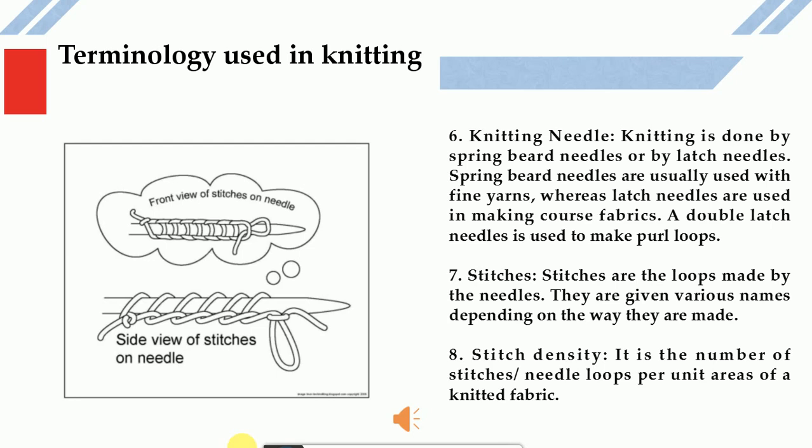7. Stitches. Stitches are the loops made by the needles. They are given various names depending on the way they are made. 8. Stitch density. It is the number of stitches or needle loops per unit area of a knitted fabric.